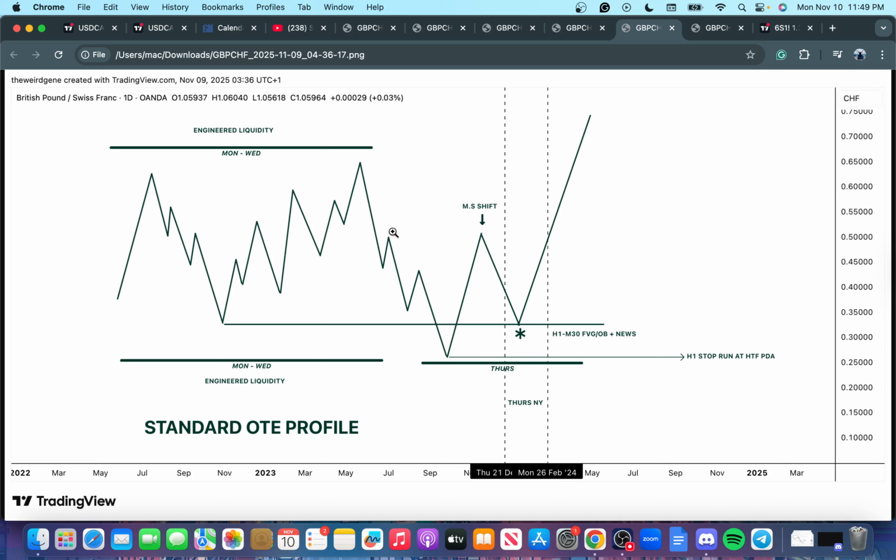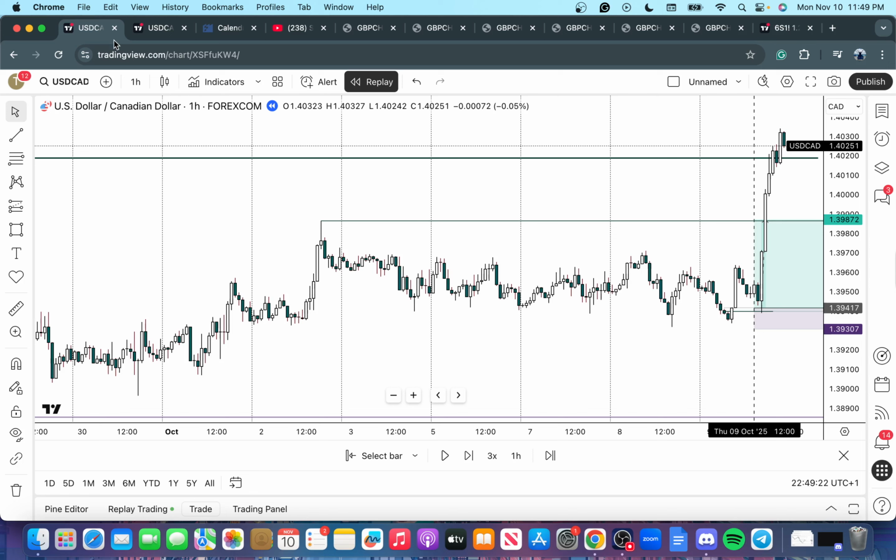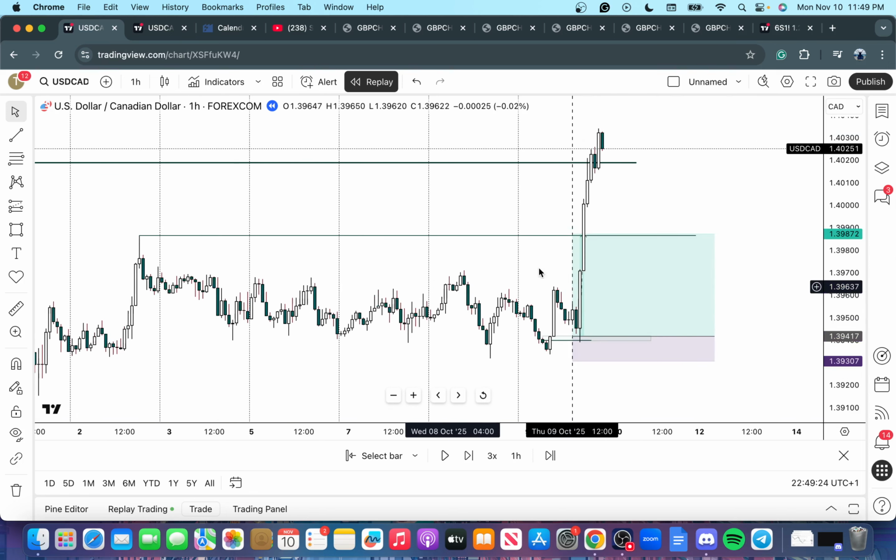So I'm going to show you what it looks like with an example from as recent as 9th of October, which is last month actually. So again, we have the same profiles or signatures in price here, where you can see we open on Monday, back and forth consolidation profile, going into Tuesday, same consolidation profile, going into Wednesday.